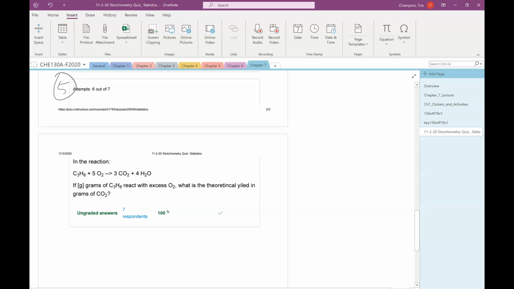Let's just pick a number. Let's say we have 20 grams of C3H8, and we're going to figure out how many grams of CO2 we can get. And so what our path has to be, I like to think of it this way, I'll write the reaction again down here.